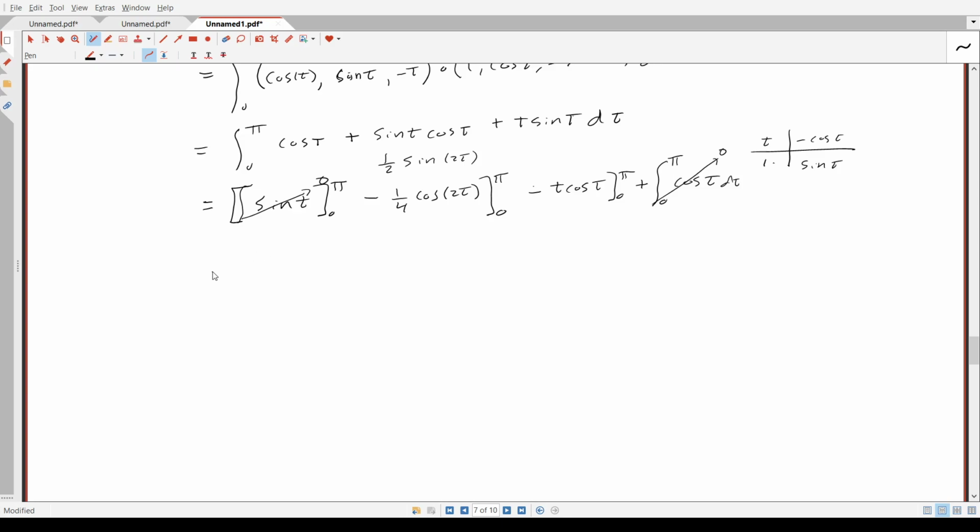Okay, so I plug everything in and I get cosine of 2 pi, that's minus 1 over 4. Cosine of 2 pi is 1, so that's times 1, minus cosine of 0 is also 1, so that's going to be 1/4. Those cancel out. Minus pi cosine of pi, which is negative 1, minus 0. So all of that cancels out, and we just end up with pi. Just like that.